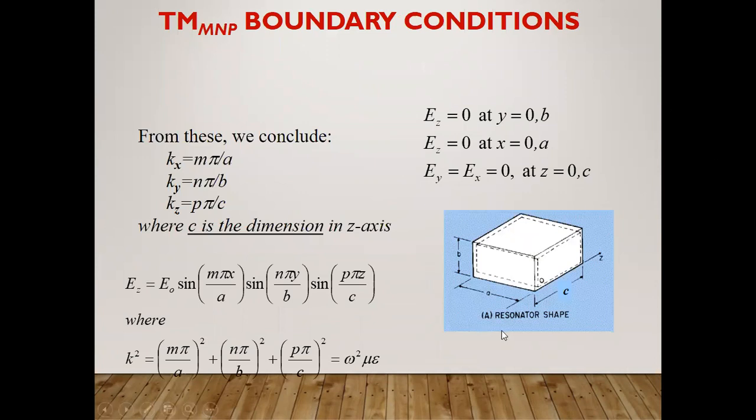Here the resonator shape is mentioned. See here the dimensions A, B, and C. The origin is here, and the Z dimension is in this direction. Vertical you can take as Y, and slanting you may take as X. If slanting is X, vertical is Y, and this one is Z, then you can easily find the dimensions A, B, and C. The electric field is in the Z direction.